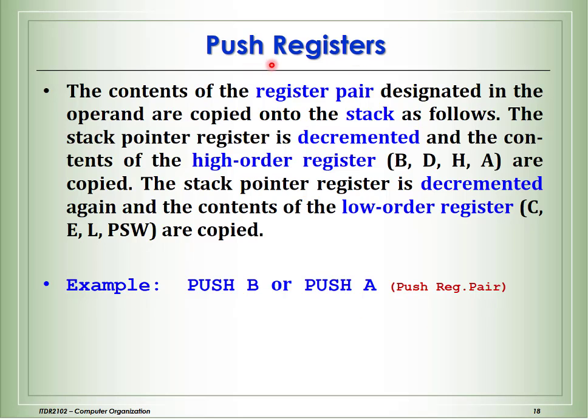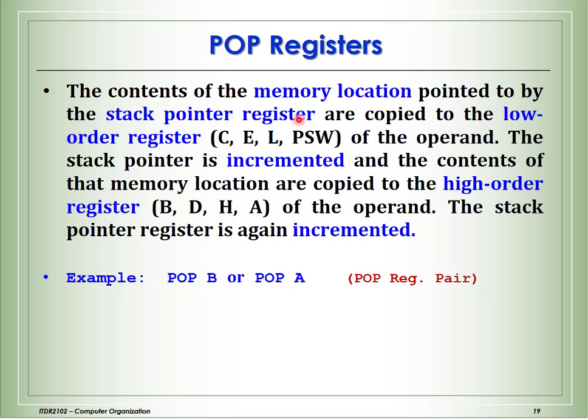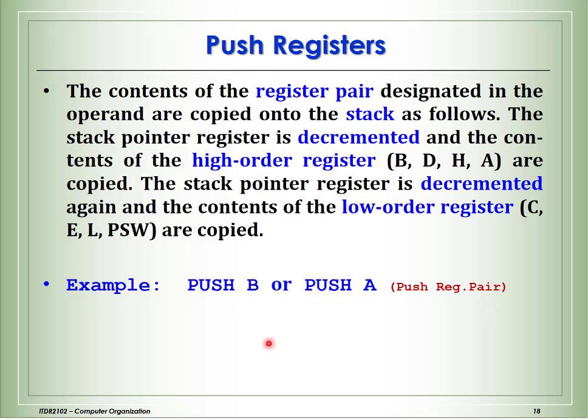Now there are 2 types of the register: push register and the pop register. So what does it mean when we use this instruction: push or push B or push A, or pop A or pop B? The contents of the register pair are copied onto the stack, and the stack pointer is decremented, and the contents of the high order are copied, and then again decremented, and then the contents of the lower order register are copied.